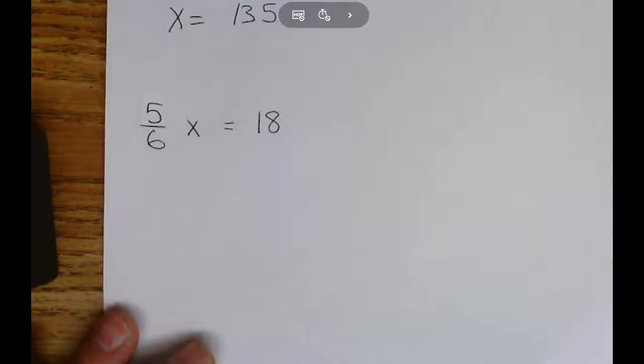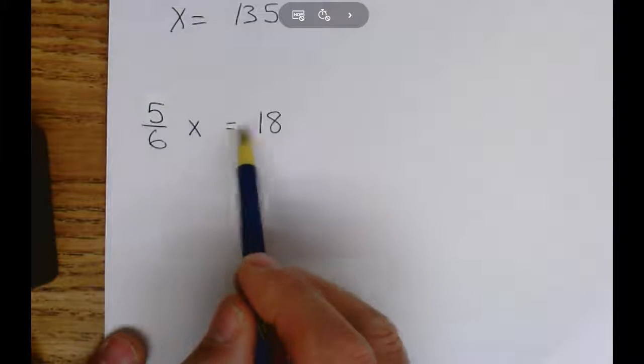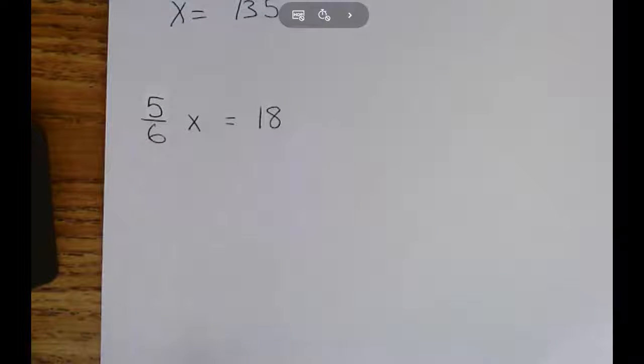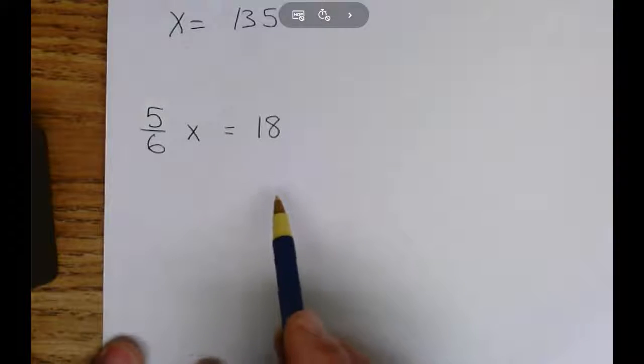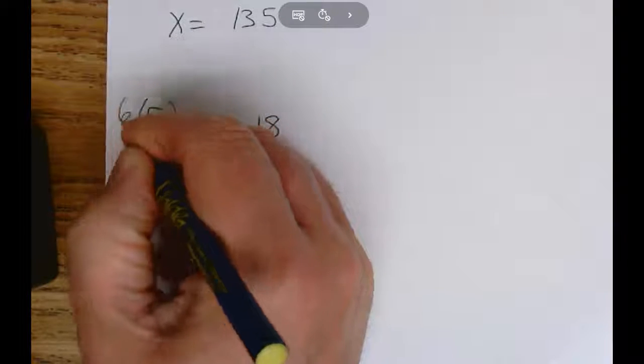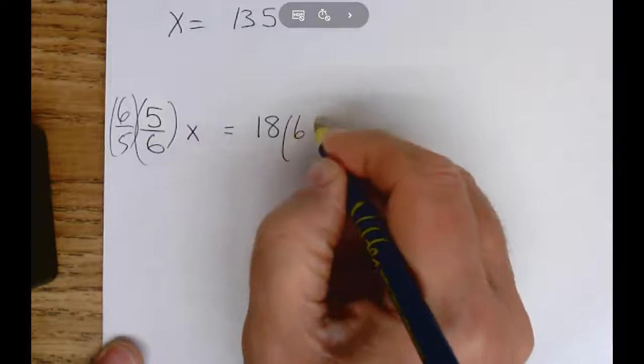And then here we have 5/6 times x equals 18. Okay, this one we can do a couple different ways. I'm going to show you both. So the first one we could do is an inverse. Right? So we have this, and we can just do the inverse, the opposite. Again, we do it to both sides.